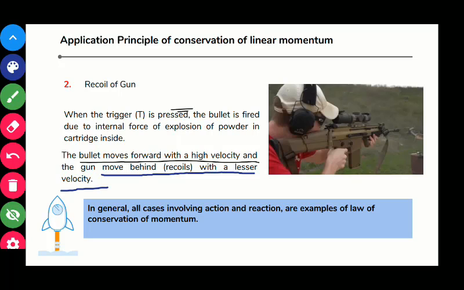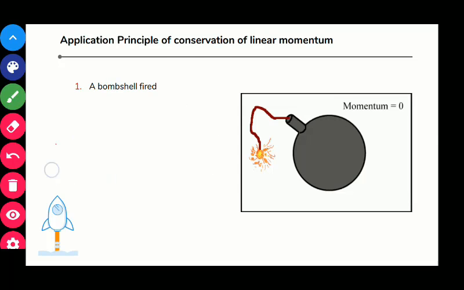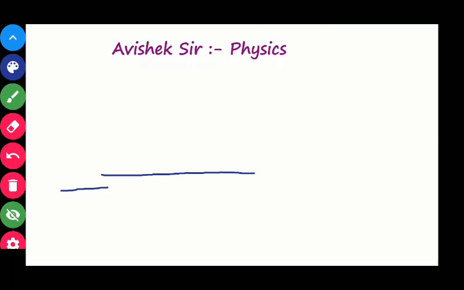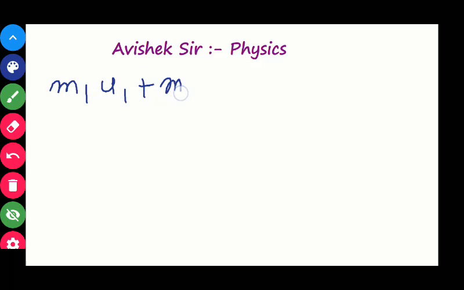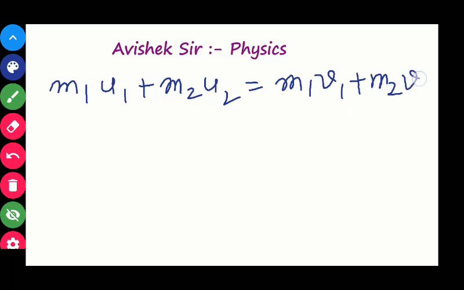Now let's move to the first slide. This is the first slide. Now what was the mathematical expression for the principle of conservation of linear momentum? That was m1 u1 plus m2 u2 equals m1 v1 plus m2 v2. That kind of mathematical expression we have.